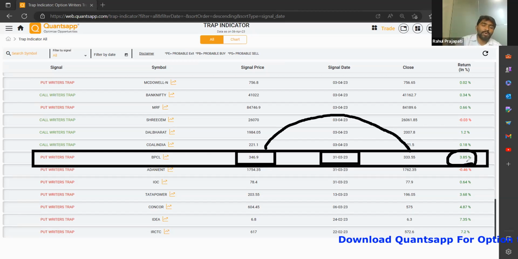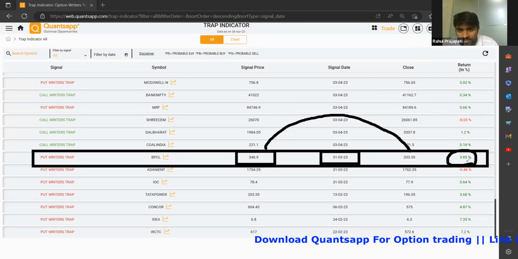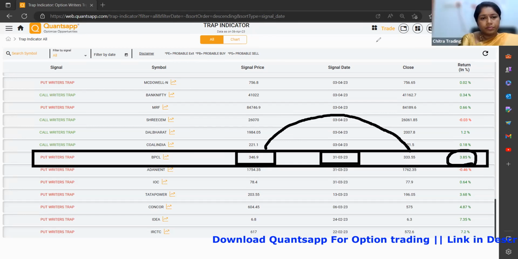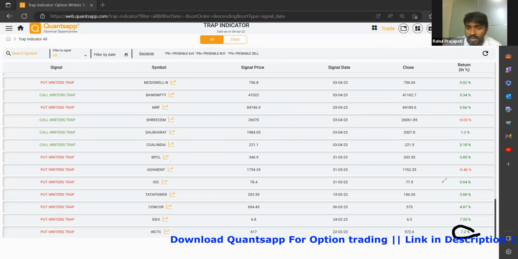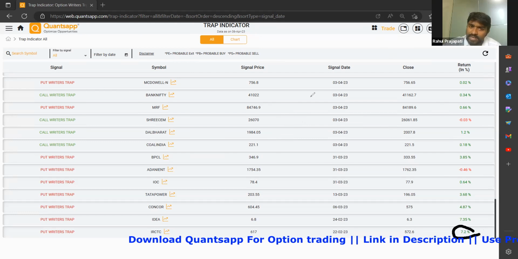If you do options, you can simply multiply it by 4. It's a 12 or 13% or 15% return in the options, probably more. I'm just calculating roughly. So these kinds of trades you can get. You can see that IRCTC gave you a 7% move. Again, some trades are still open, some trades are positive, some trades are negative. That keeps on happening.